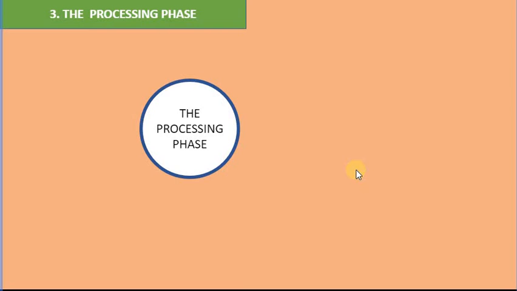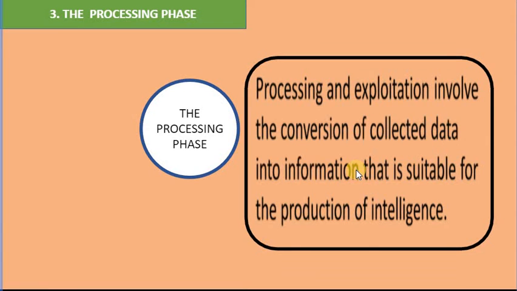So again, this is the continuation of our discussion yesterday. So the intelligence cycle, and now we are on the third phase, which is the processing phase. So what is the processing phase ba? So the processing phase, it is the processing and exploitation that involves the conversion of the collected data into information that is suitable for the production of intelligence.